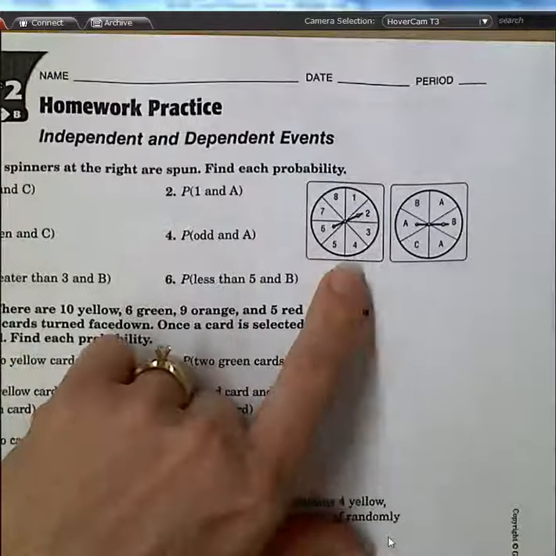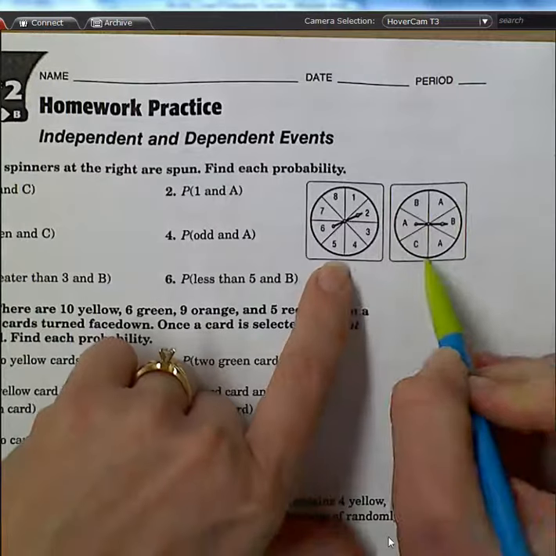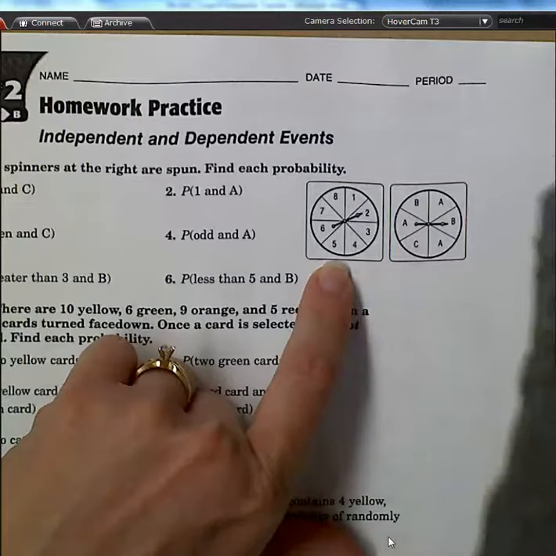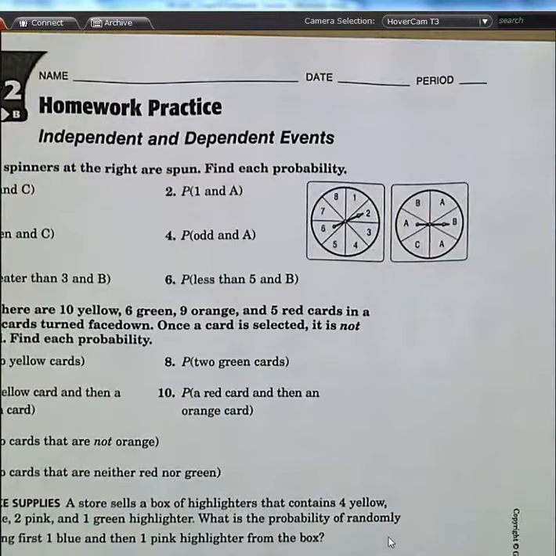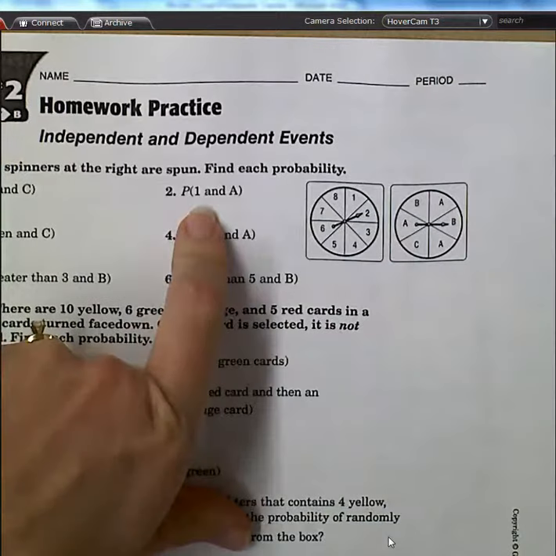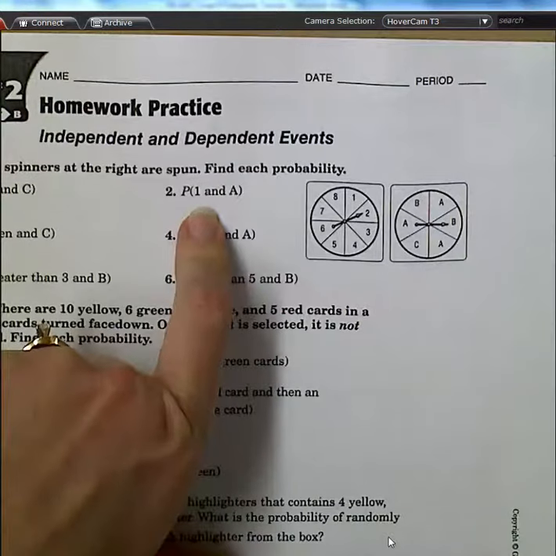And so we have two different spinners. Is this going to be an independent or a dependent example? Please erase the board for me. When you're looking at your two different spinners at the top, we're going to do number 2 because they're close next to each other. First of all, are these two events independent or dependent of each other?